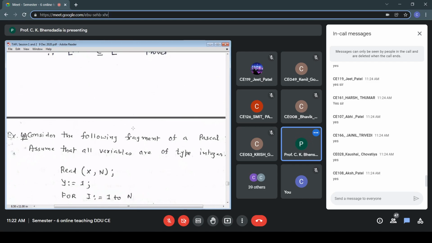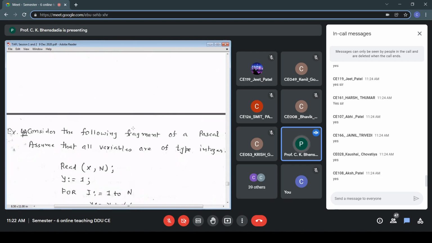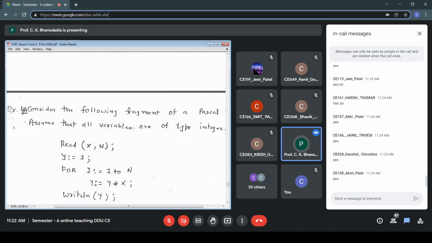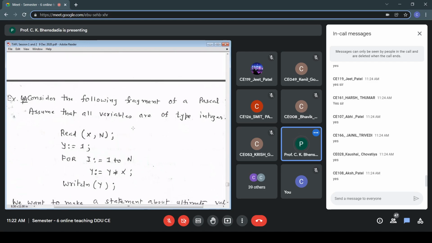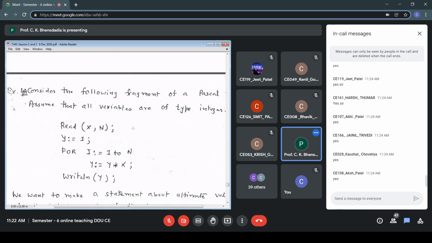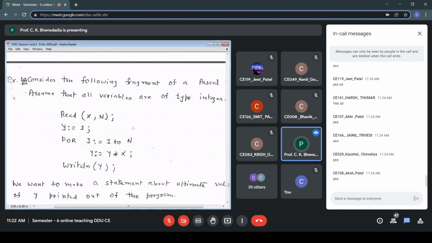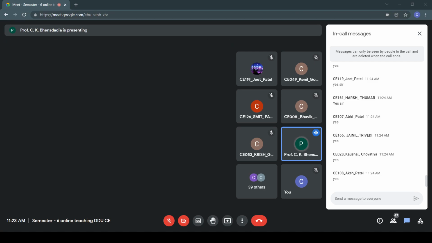So read X and n are taken as input. Y is equal to 1 initially, for i equal to 1 to n, y equals y times x, and writeln y, that is our printf of y. Here is the code in Pascal, and finally we write the value of y. Here is a statement: you want to make a statement about the ultimate value of y printed out of the program. After the loop is over, we print the value of y. Can you just see what will be y?